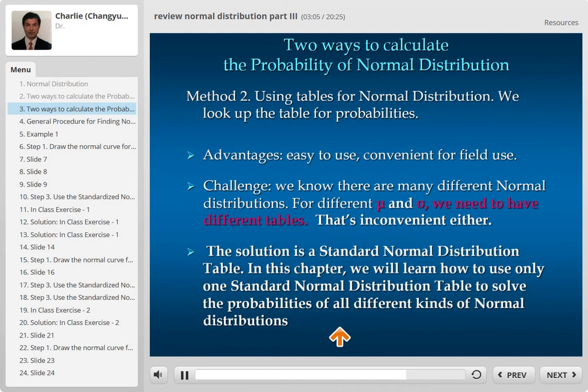In this session, we will focus on the standard normal distribution table. In the next session, we will learn how to use the standard normal distribution table to solve probabilities of all other different kinds of normal distributions.